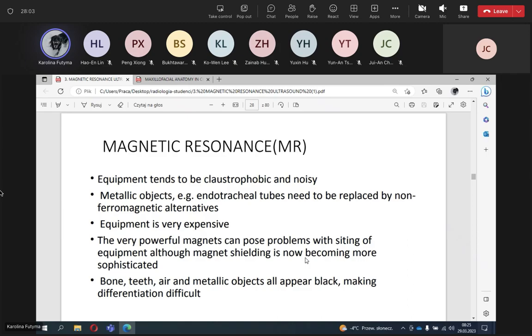The very powerful magnet can pose problems with siting of equipment, although magnet shielding is now becoming more sophisticated. And of course, again, bone structures, so bone, teeth, air, and any metallic objects all appear black, making differentiation difficult. So air can look the same as bone.